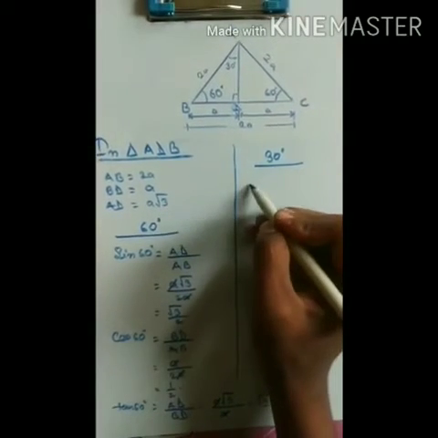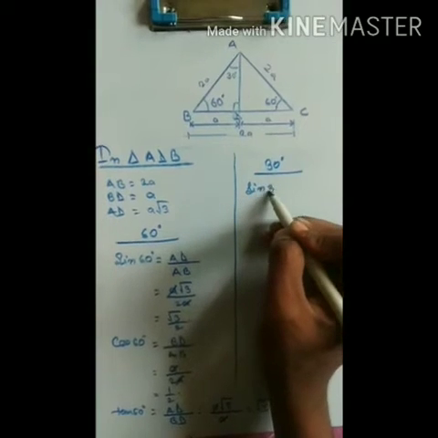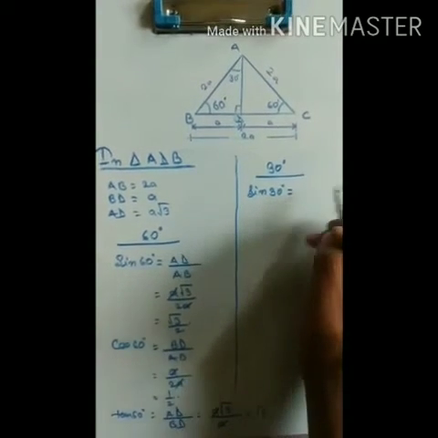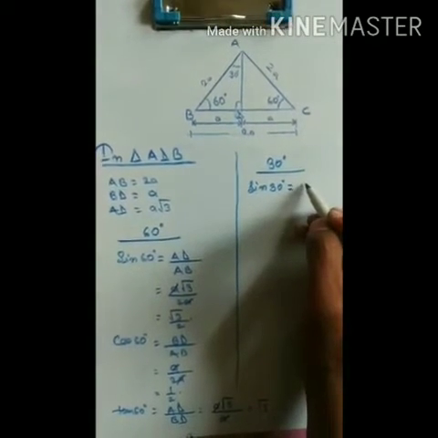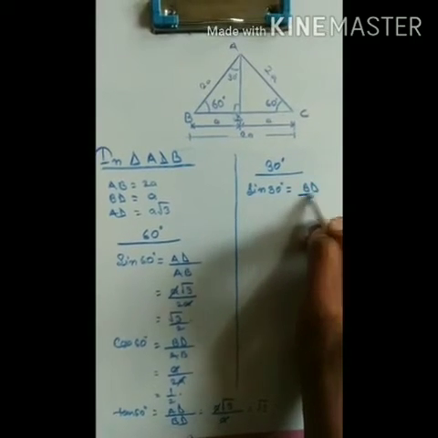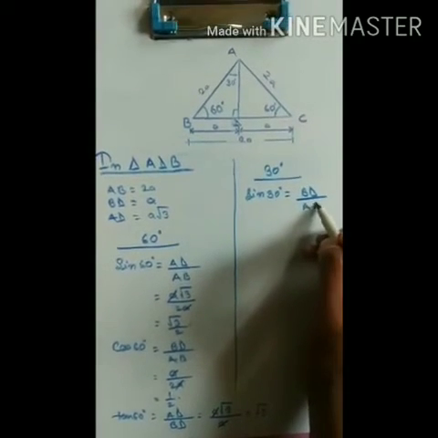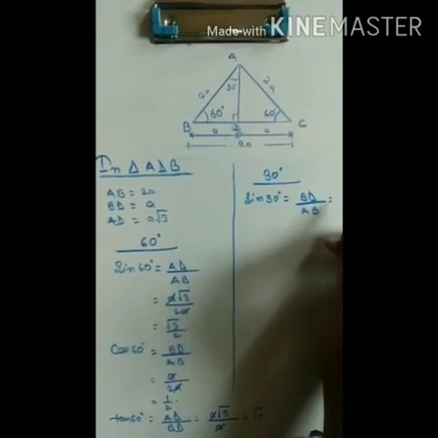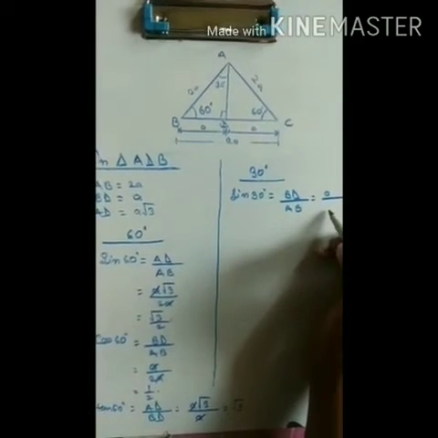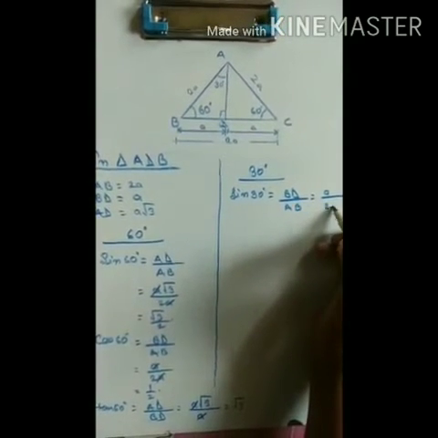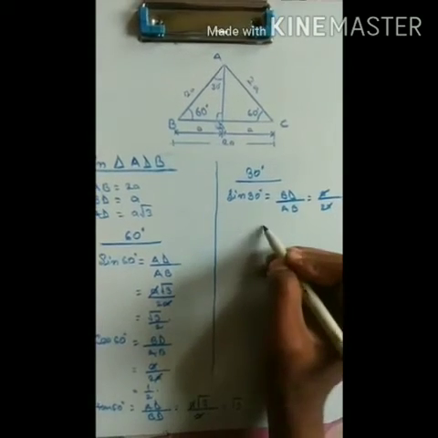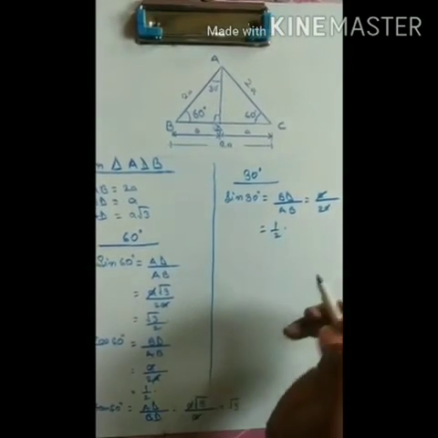Now come to sin 30 degree. Your basic formula is sin 30 BD by AB. BD is your A divided by 2A. A will be cancelled, it will be equal to 1 by 2.